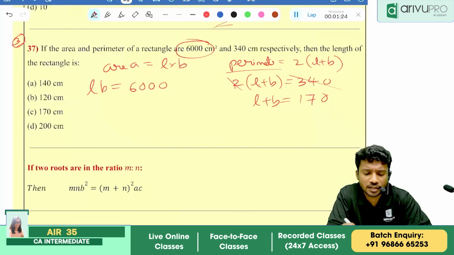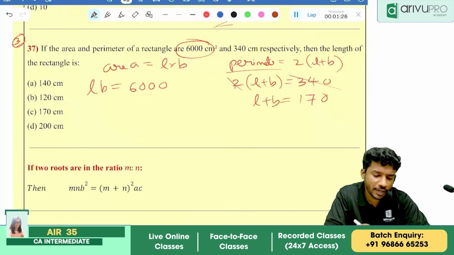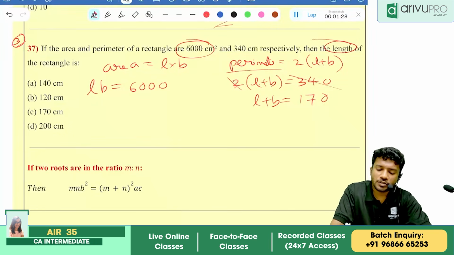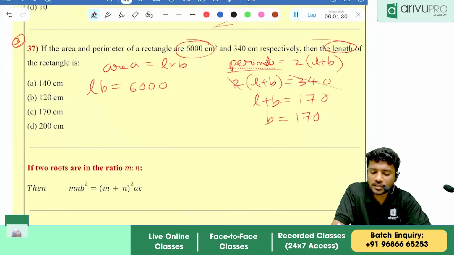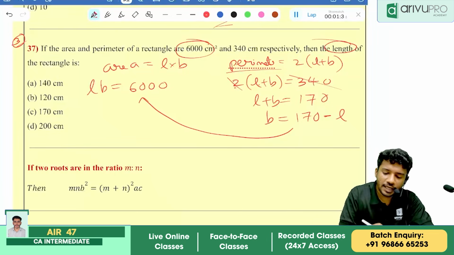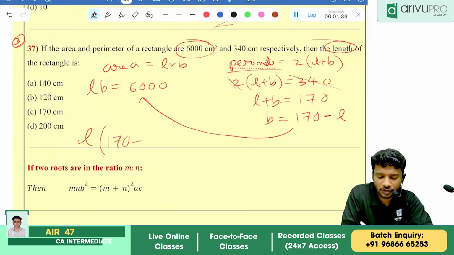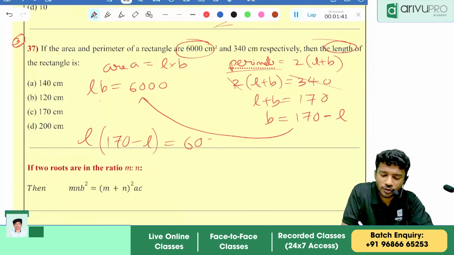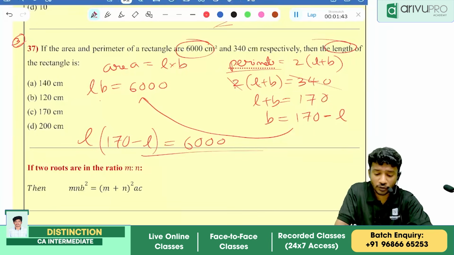What we need to find out? We need to find the value of breadth or length. So B is equal to how much? 170 minus L. Substitute it over here. That will become L into (170 minus L), which is equal to 6,000. Now will you solve the equation?